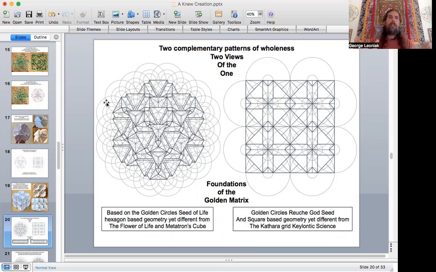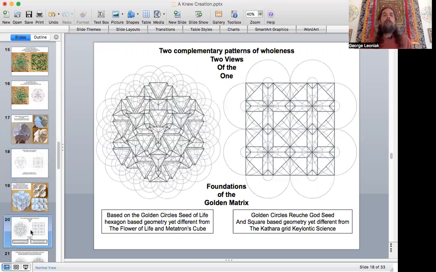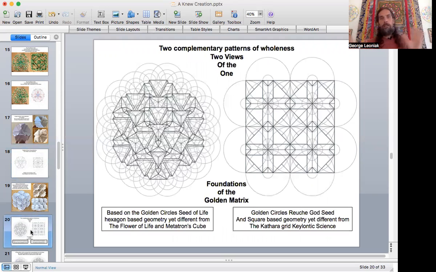So the real key thing with this, as I said a couple slides back, is that these two perspectives are the same. They're not different things. And this is what I've been saying in my earliest Kathara videos of rotating the Cathara grid to show it from the flower of life perspective. Now, the key difference that's going on now is that essentially the Cathara grid is the flower of life.